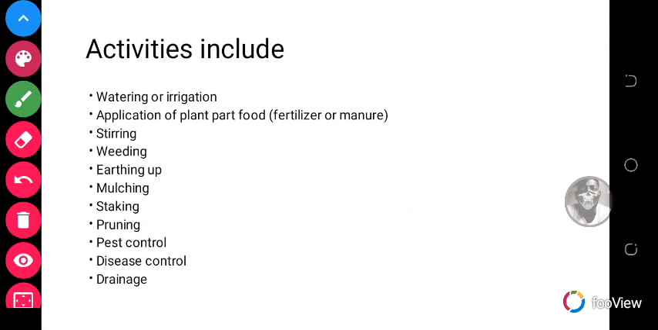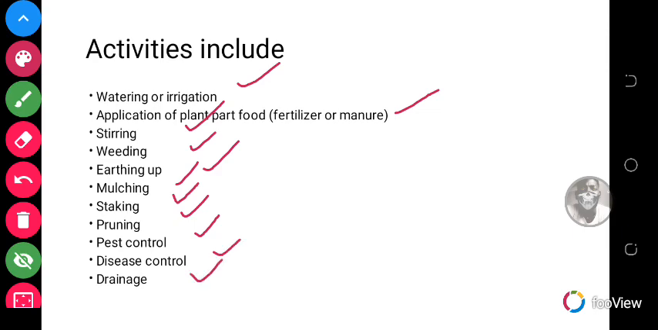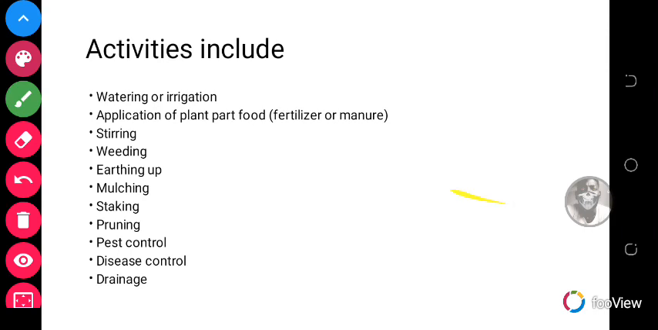Let's look at the following activities of cultural practices. We have watering, application of plant food or fertilizer or manure, soil stirring, weeding, earthening up, mulching, staking, pruning, pest control, disease control, and drainage. So let's see whether we can run through quickly and see whether we can finish.